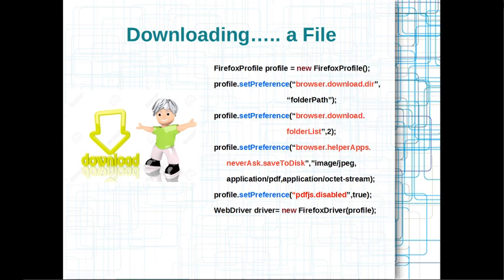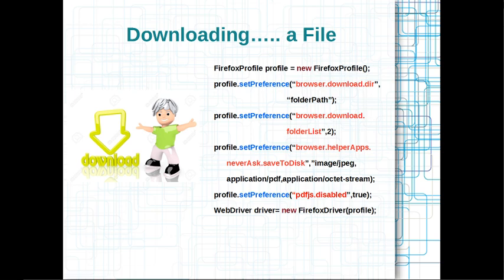If you have tried to download any file in Firefox, you have seen that it prompts you with a dialog seeking your permission on whether you want to download that file or not. But we do not want that to happen with the Firefox browser in which we are testing. So we are setting never ask save to disk, and we are passing some MIME types. By this line of code, for these MIME types, that is image JPEG, application PDF, application octet-stream, for these types of files it will not prompt you with the dialog. It will automatically download the file which you want to download.